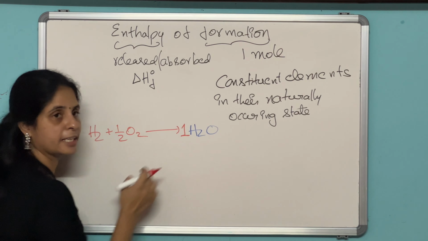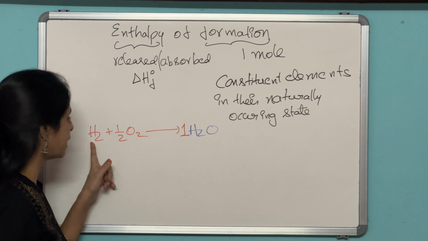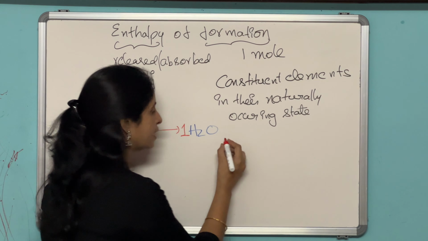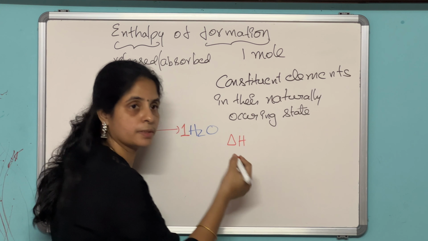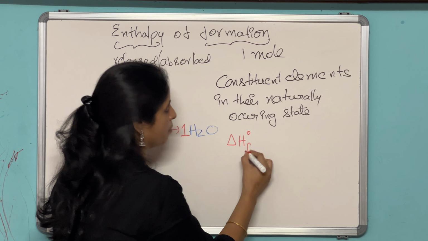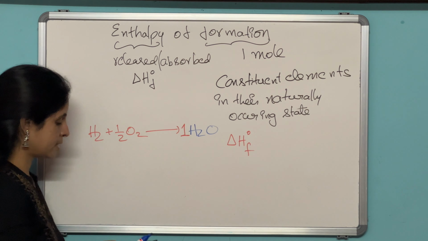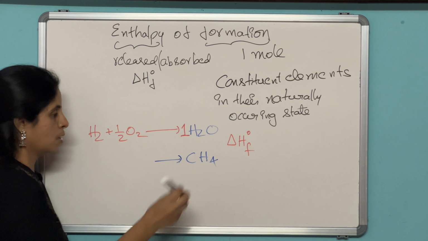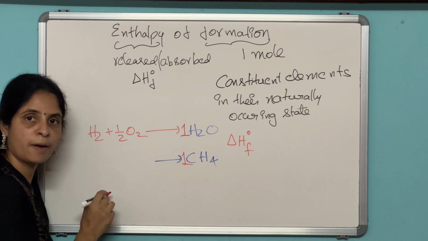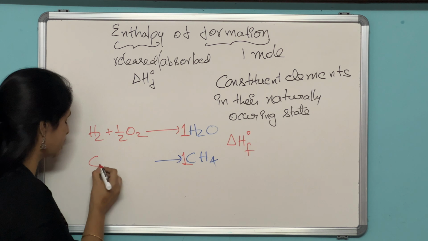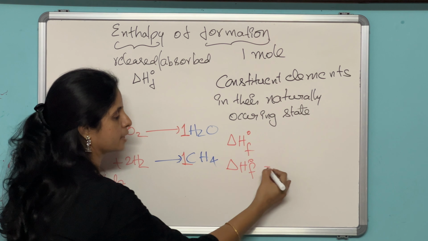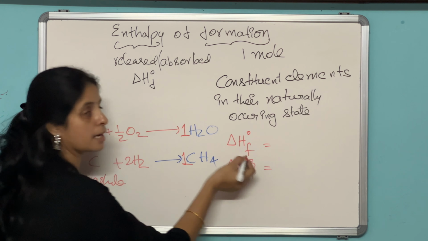These two are its constituent elements, no? In their naturally occurring state, hydrogen and half oxygen give H2O. Whatever the amount of heat released, that is nothing but enthalpy of formation. Let us take CH4. If 1 mole of CH4 is formed from its constituent elements, carbon in the graphite form plus 2H2, whatever the amount of heat released or absorbed, that is nothing but the standard enthalpy of formation.